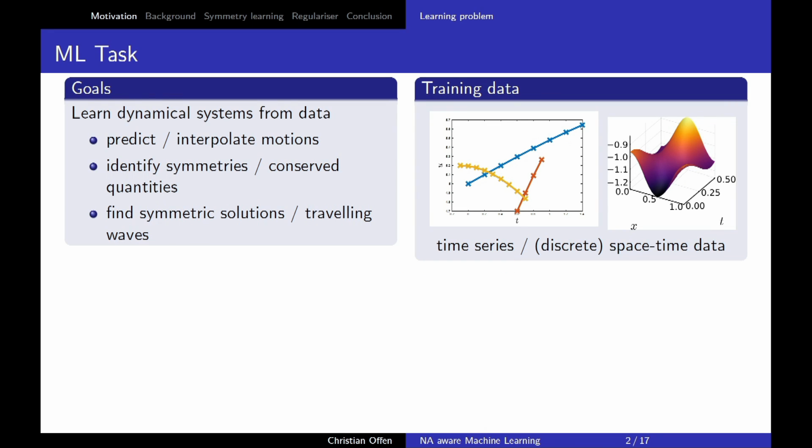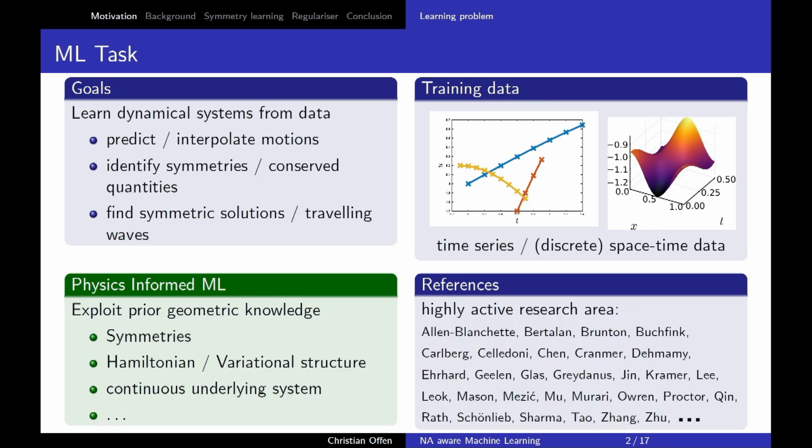Okay, so which kind of problems are we looking at? We are trying to learn a dynamical system from data, and the data that we have are discrete observations of motions. These can be trajectories, these can also be solutions of PDEs on a mesh. And why would you like to do this? Well, you would like to interpolate, you would like to extrapolate, or maybe you want to learn a dynamical system to understand its properties better. For instance, you want to learn a dynamical system to find very symmetric solutions of the dynamical systems, like traveling waves in a PDE.